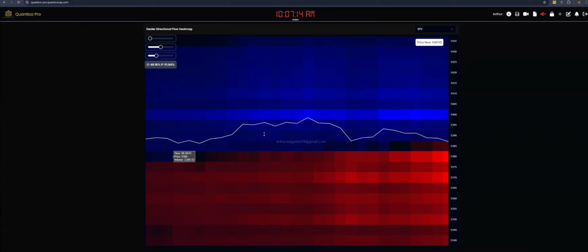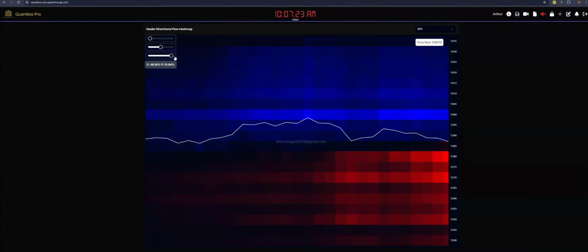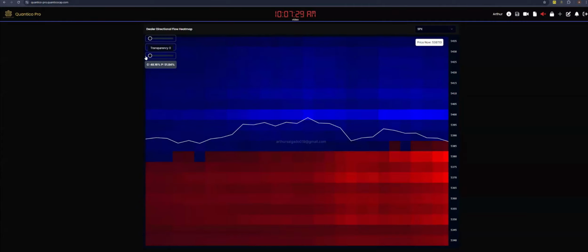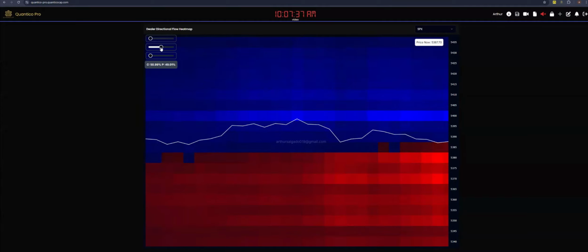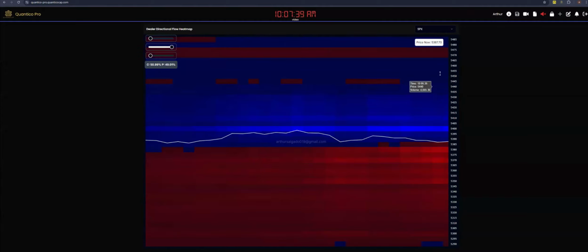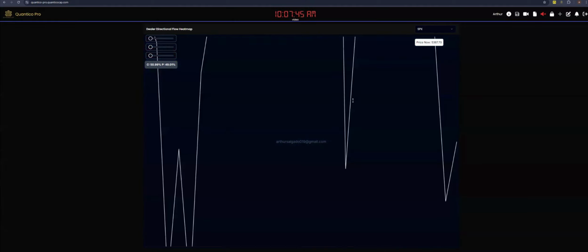You can actually edit this heat map with these bars right here. So here on this third one, you can actually see the transparency. The more transparency, that means the stronger, the more orders it has to be for it to show up. The less transparency, the less. The strike range actually shows you how many strikes you can actually see. So if we go from 50 to 100, we can see a lot more strikes. We can see even further into the market. If we go to the less, we don't see anything.